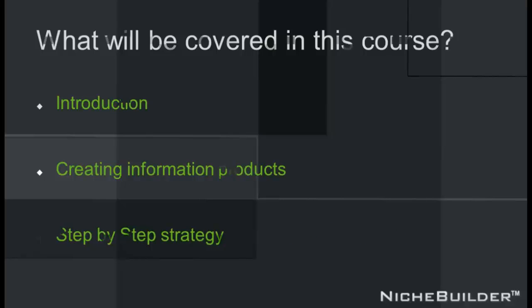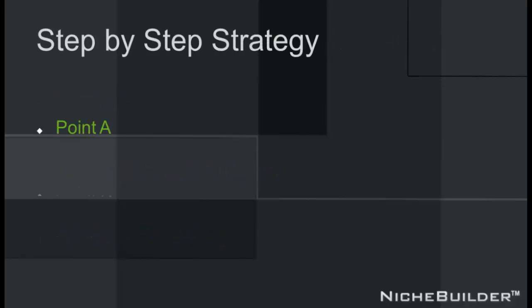That strategy is a simple point A to point B format that will guide you from where you are right now on a journey to creating, producing, publishing, and successfully marketing your information product on the internet. When we look at taking you from point A to point B, there's going to be 4 steps in between. And you'll see that as a recurring theme throughout this course as well.